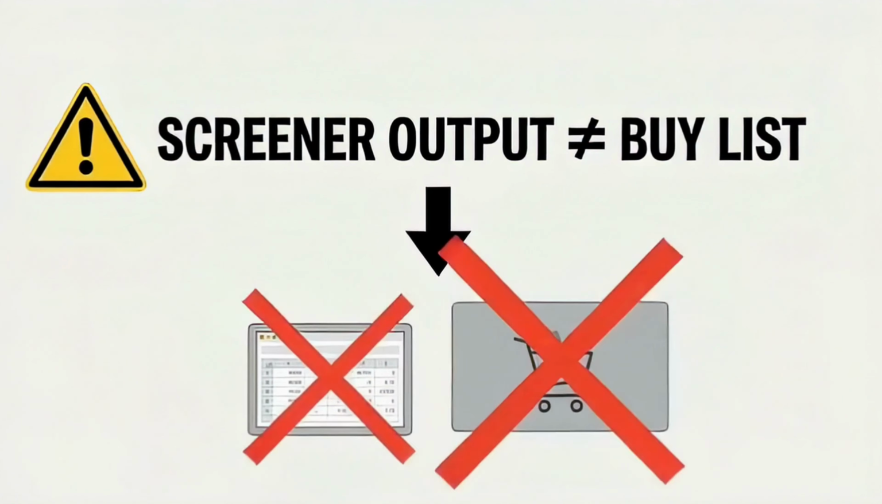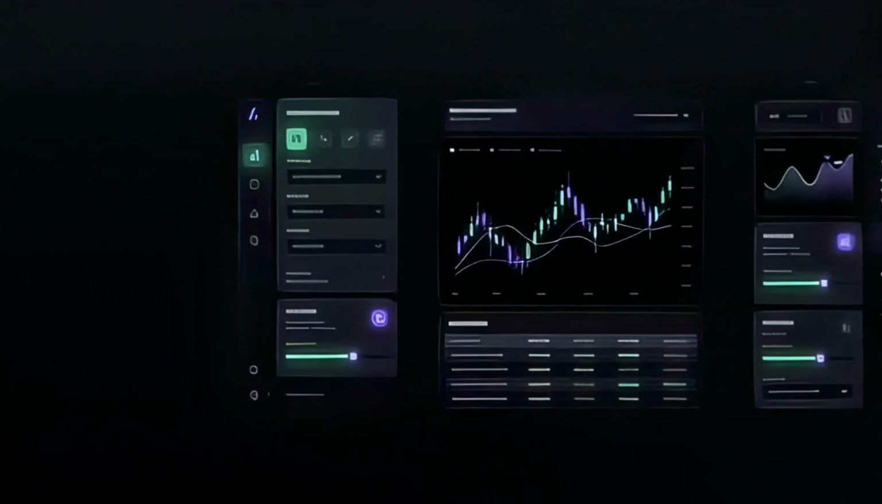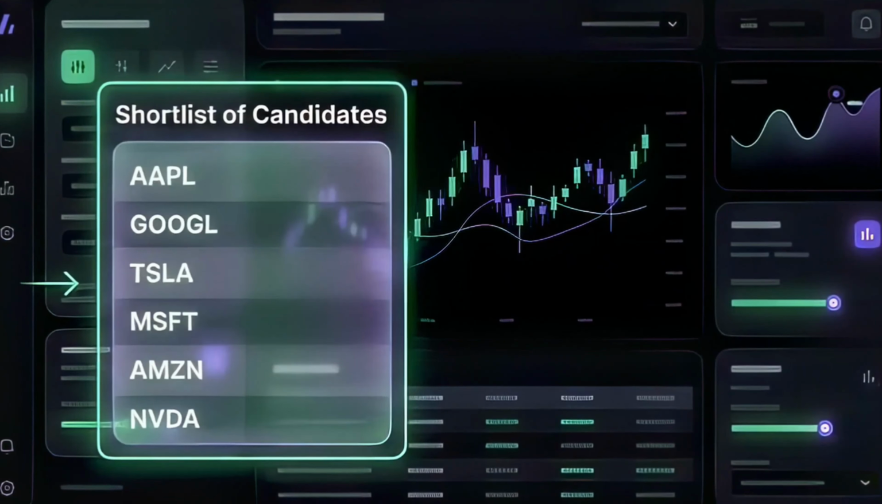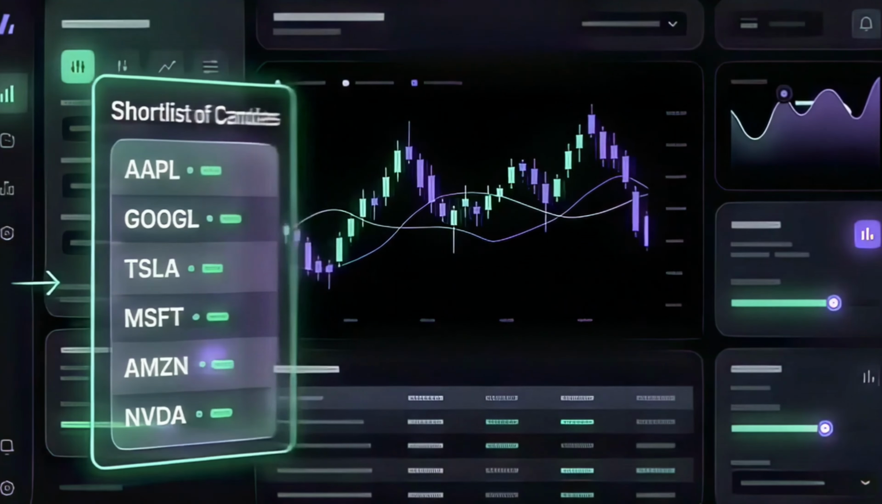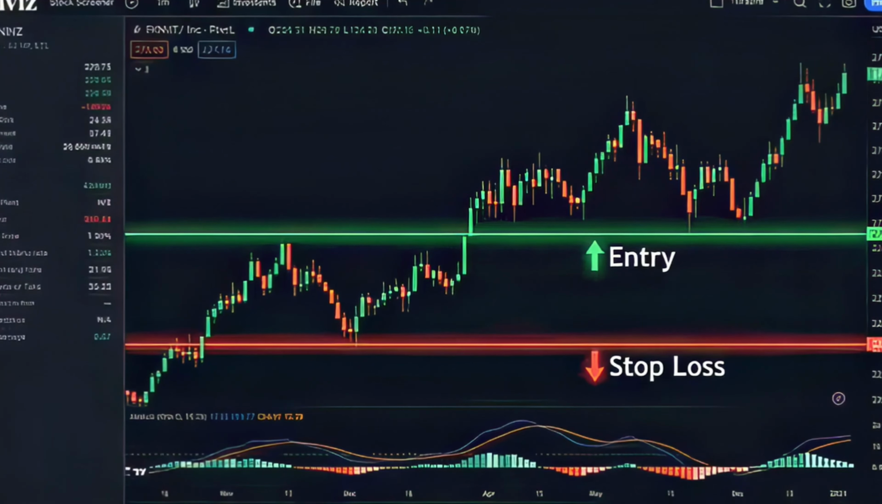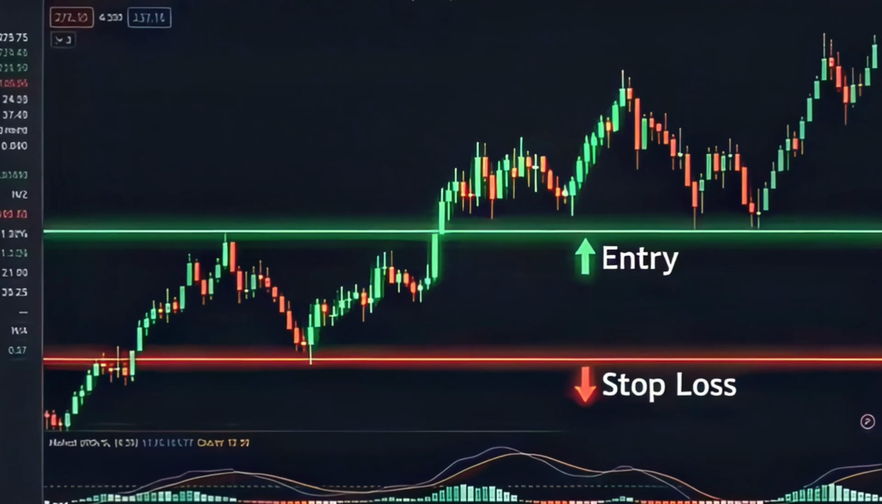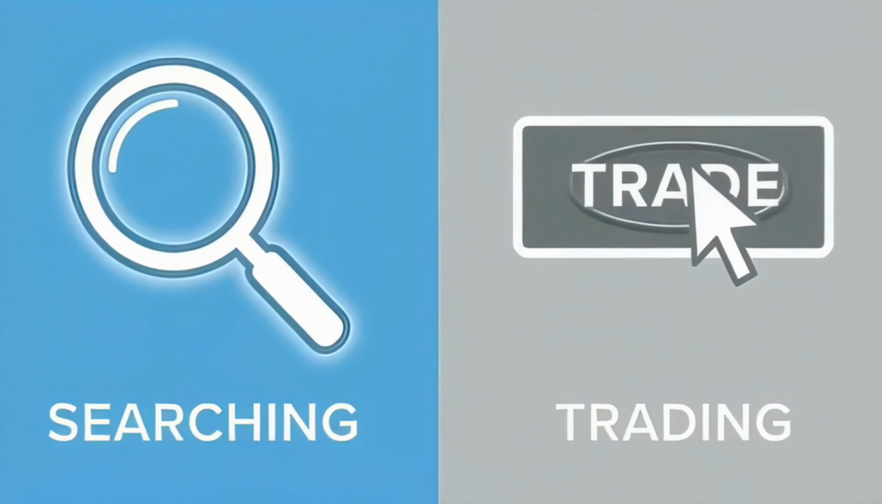Now, one absolutely critical point, and it's the mistake almost everyone makes. A screener output is not a buy list. Not even close. What that list actually gives you is a short list of stocks that meet your conditions. That's all. You still have to pull up each chart yourself, look at the structure, find your entry, and decide where your stop goes and where you're wrong. The screener does the searching. You still do the trading.